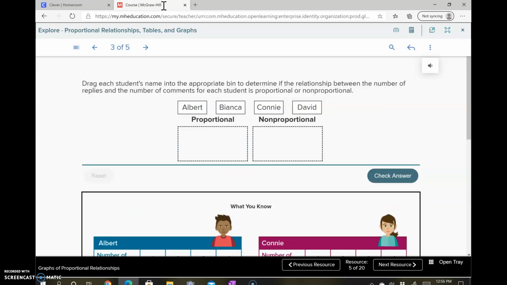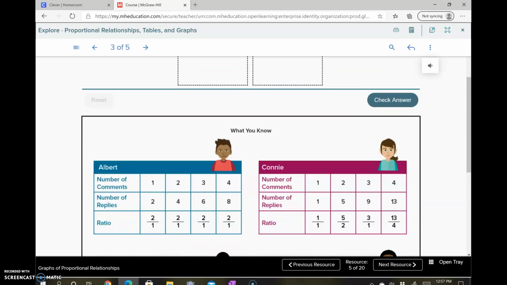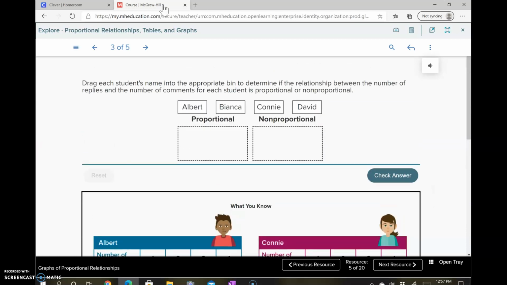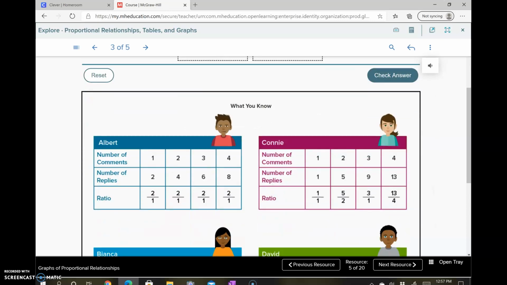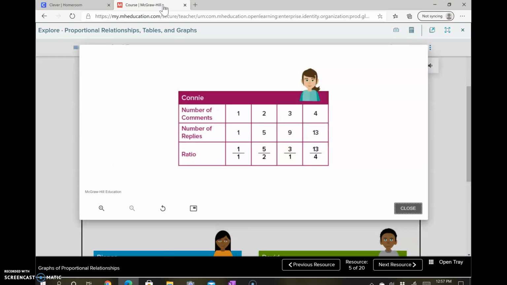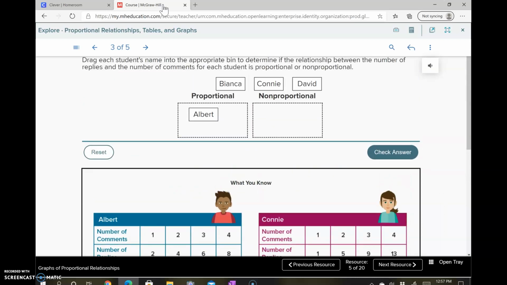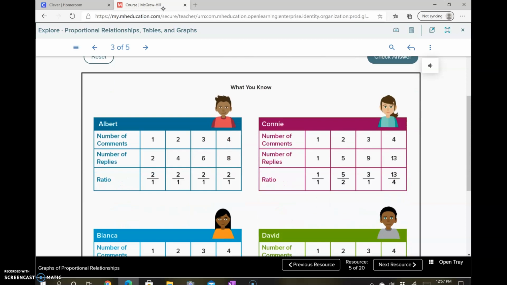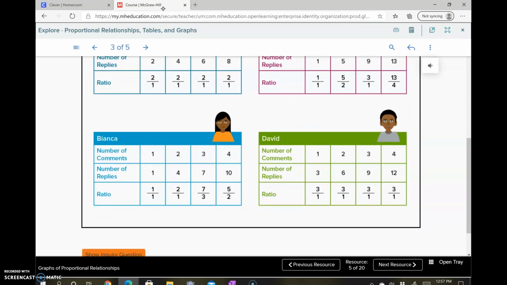Awesome. So drag each student's name to the appropriate bin: the relationship between the number of replies and the number of comments for each student is proportional or non-proportional. So if we look at Albert, all of his ratios are the same. Because they are all the same, that means it is proportional. If we look at Connie, her ratios are different, meaning she is non-proportional. If the ratios don't equal the same thing, it is non-proportional. So Bianca, none of her ratios are equal, would be non-proportional.